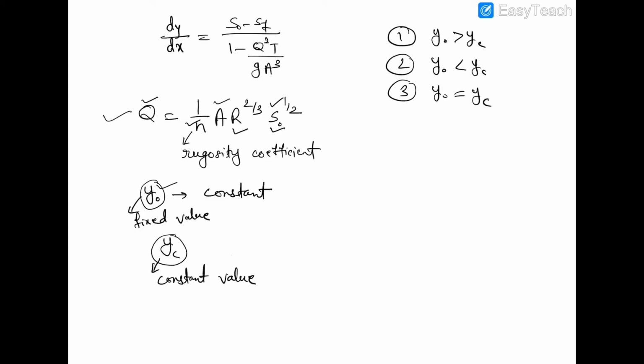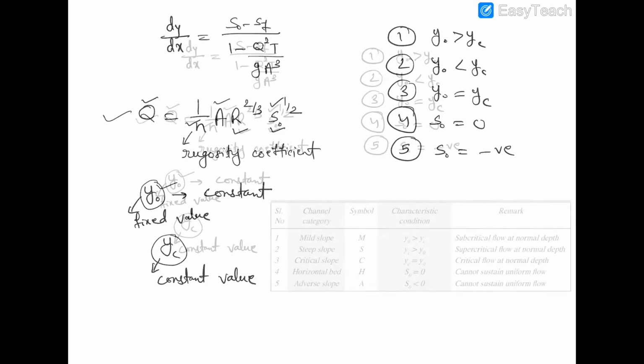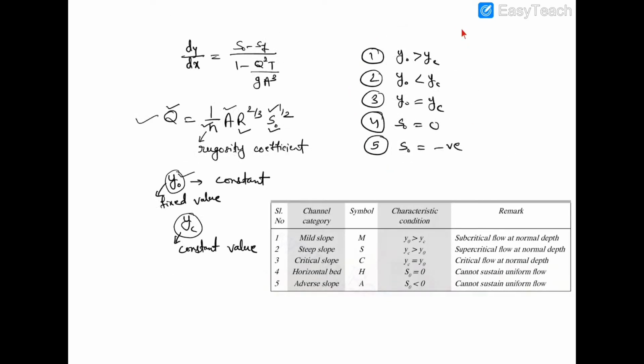Further, there are two cases where Y naught does not exist. That is, when the channel bed is horizontal, means S naught is equal to 0, and when the channel has an adverse slope, means S naught is negative. In this case, Y naught will not exist. Based on these relations, the channels are classified into 5 categories: mild slope, steep slope, critical slope, horizontal bed, and adverse slope. For mild slope, we use the symbol capital M.